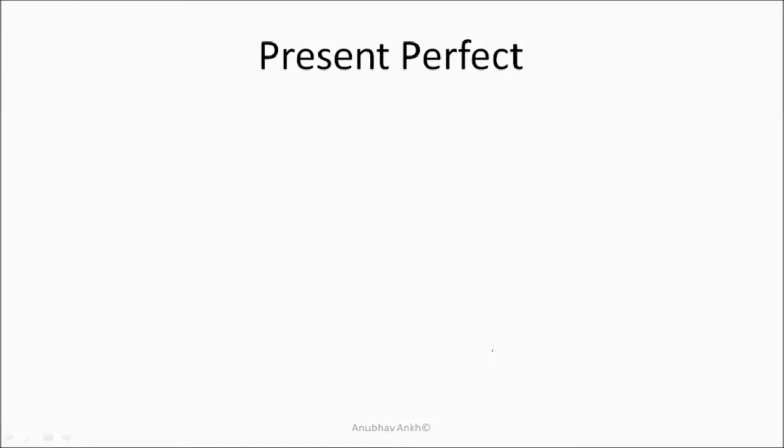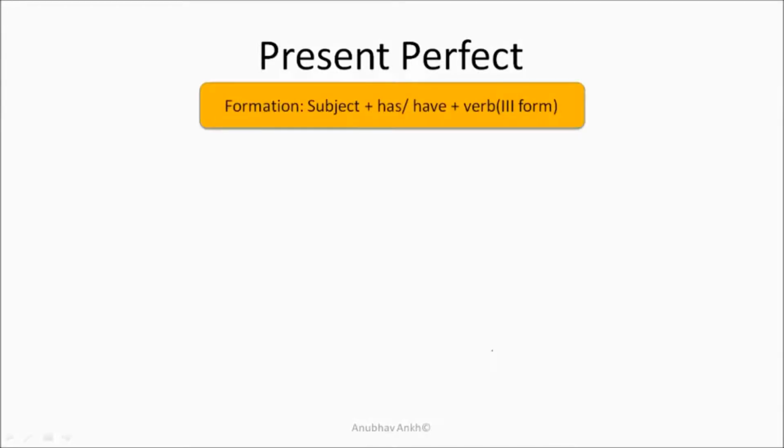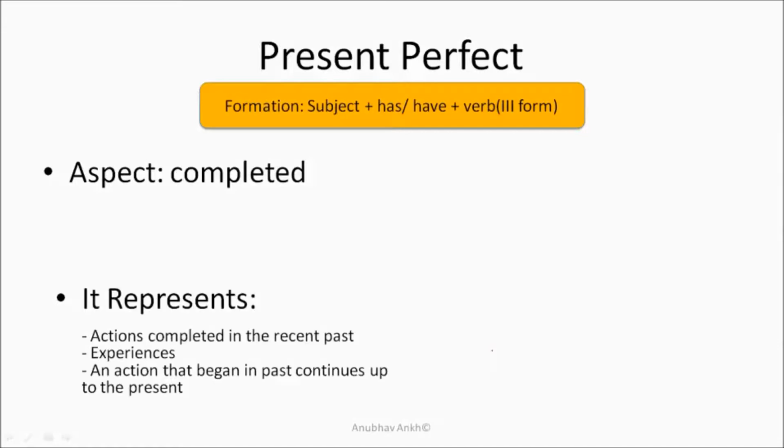Present perfect tense. Now perfect. We know perfect means completed. Clear? We will first see what is the formation of the sentence. We use subject plus has/have plus third form of the verb. Clear? Aspect is completed. I already told you.